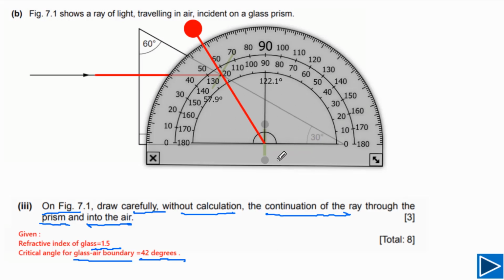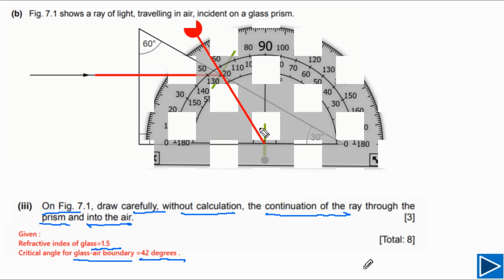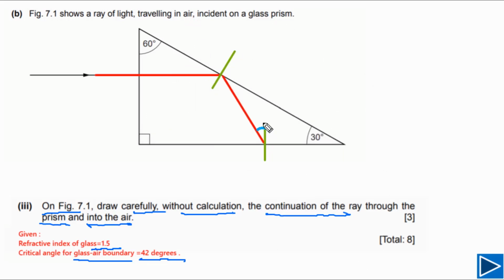Now we need to calculate the angle of refraction. The angle of incidence we have already found. This is equal to 32 degrees. And the refractive index of glass, meaning n for glass, is given in the question. That is equal to 1.5. And our next medium is air. The value of n for air is equal to 1.